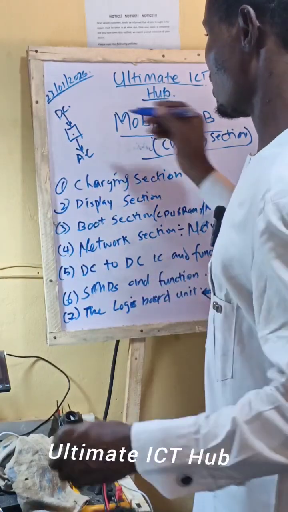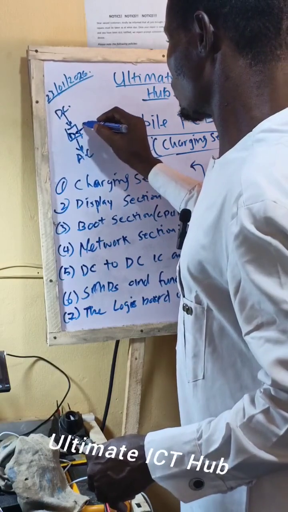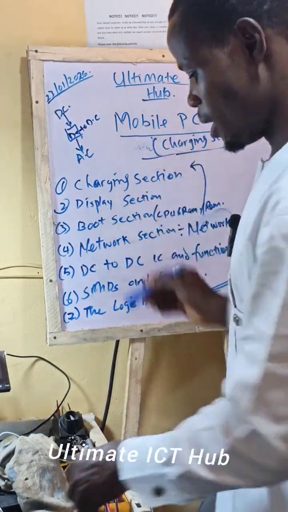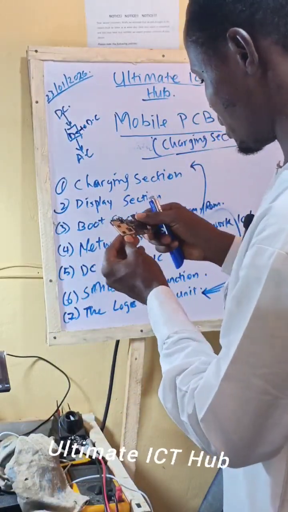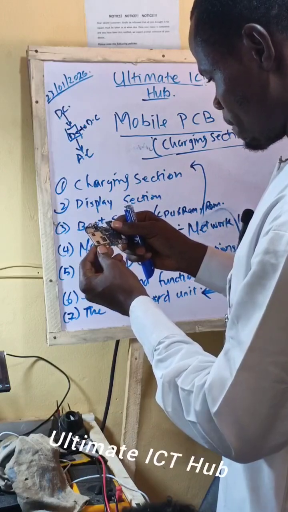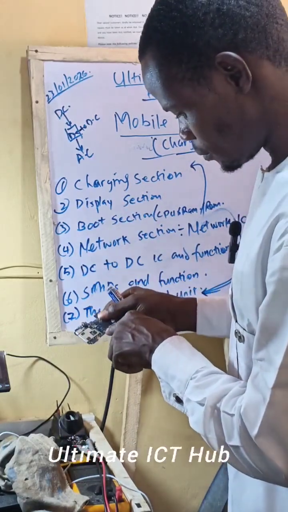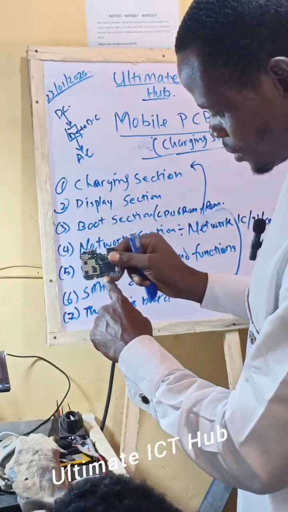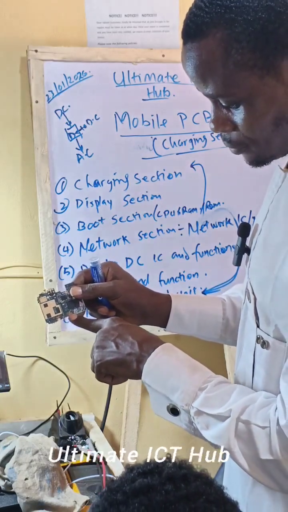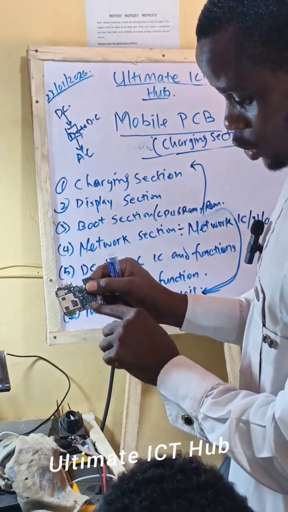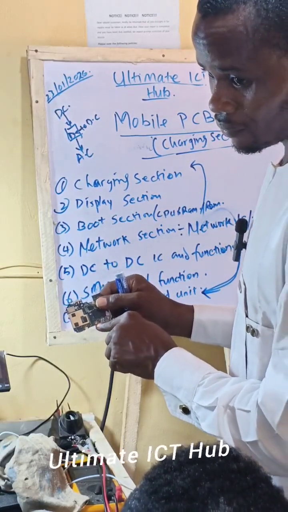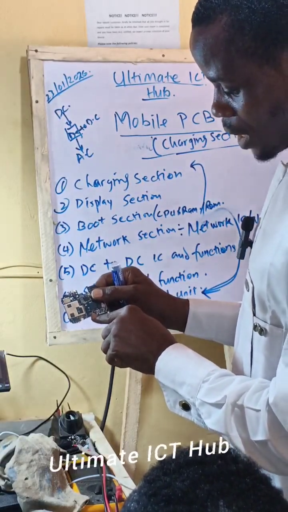So the DC to DC IC is very, very important, because it's always around the charging IC. This is a charging IC here, this very small one. You can see this one. This is a charging filter. That smallest one, that small one, yeah, that one you are seeing. This one I'm holding. That's it. The charging filter. You understand? We call it DC to DC. This is a DC to DC IC.